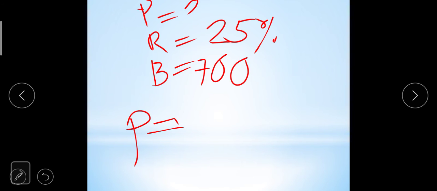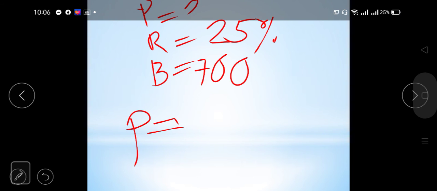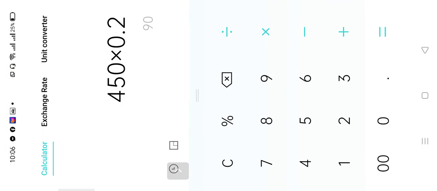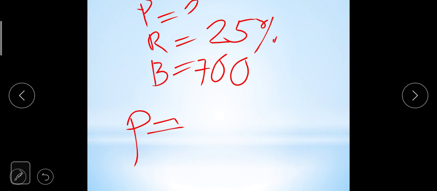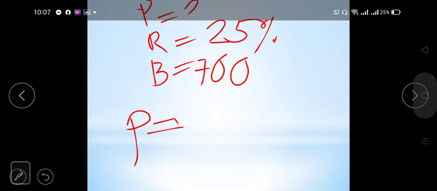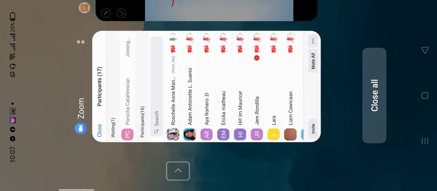$2,500? Have you converted 25% to decimal? Convert it first. So 25 divided by 100, use 0.25, not 25. So you are going to multiply 700 by 0.25. So 175 is the 25% of 700.